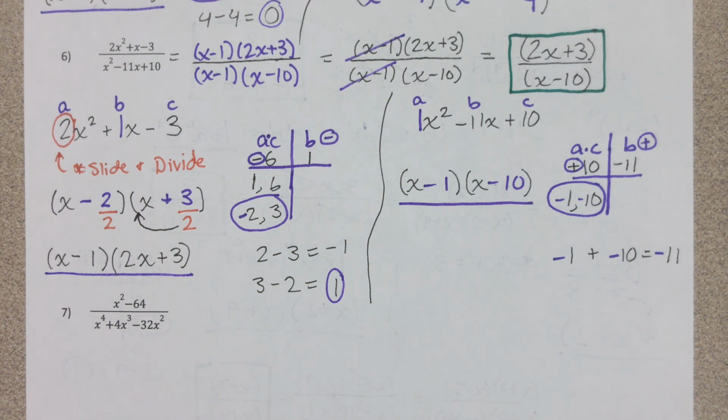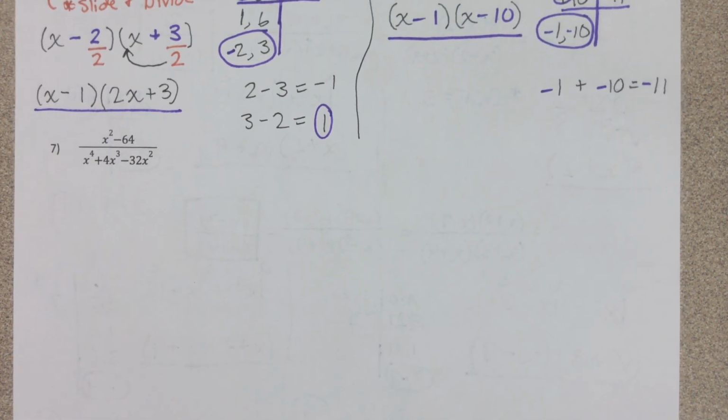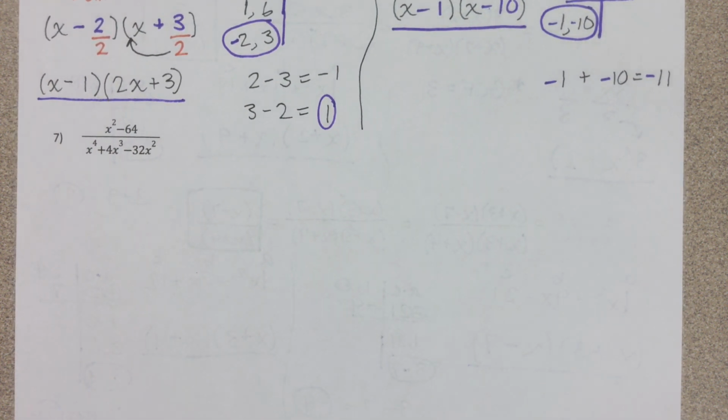Questions over number 6 before we get into our last problem. Okay. Number 7, x squared minus 64 over x to the 4th plus 4x cubed minus 32x squared. Let's start with the x squared minus 64.